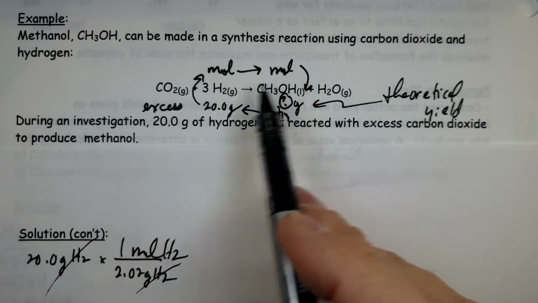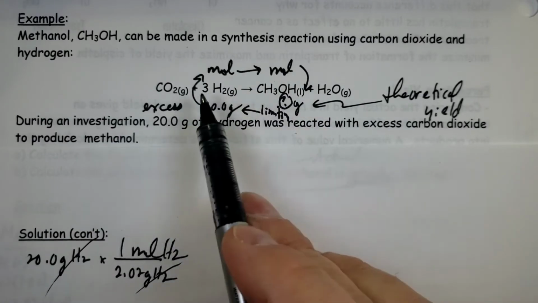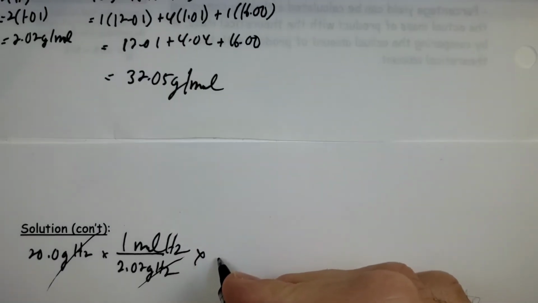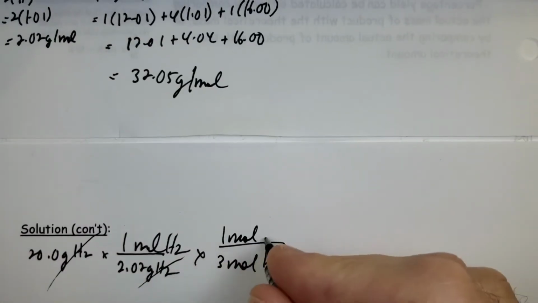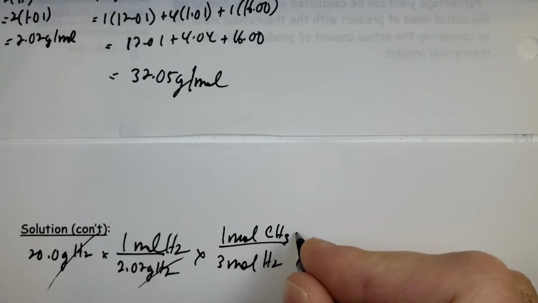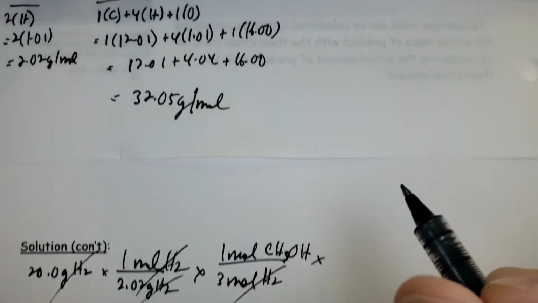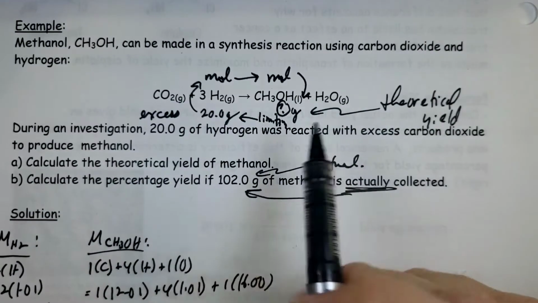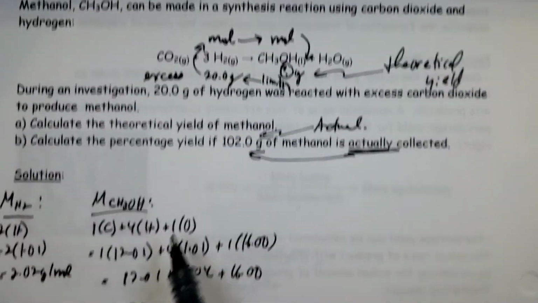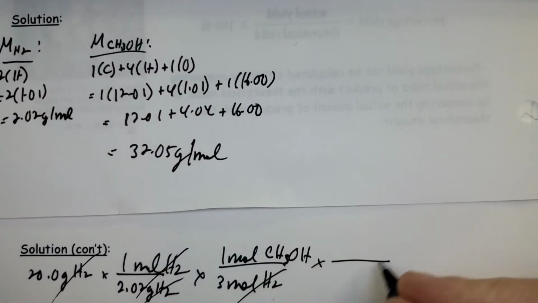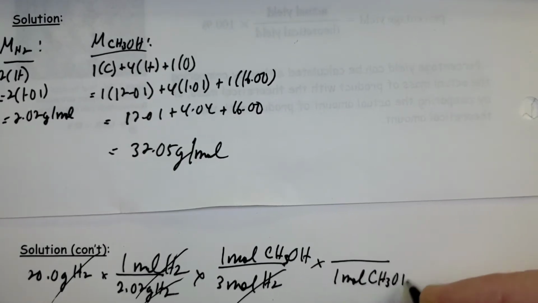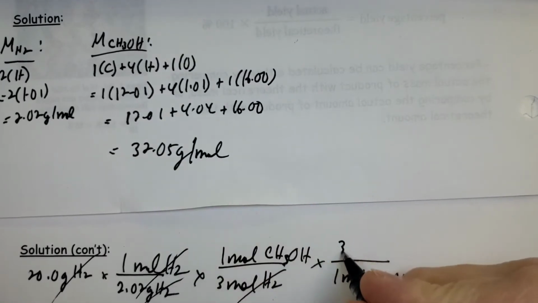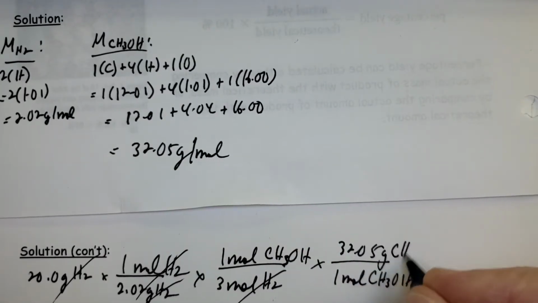Now to go to moles of methanol, it's 3 to 1 moles. 3 moles of hydrogen is 1 mole of methanol. If I was to stop the question right there, I would be here. Now, of course, I have to figure out how many grams that is by using the molar mass. So for every 1 mole of methanol I have, that is equivalent to 32.05 grams of methanol.